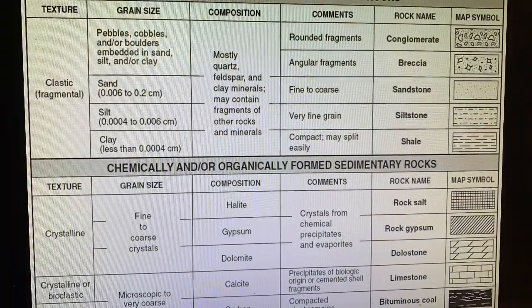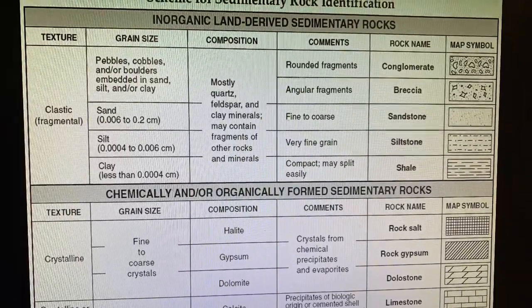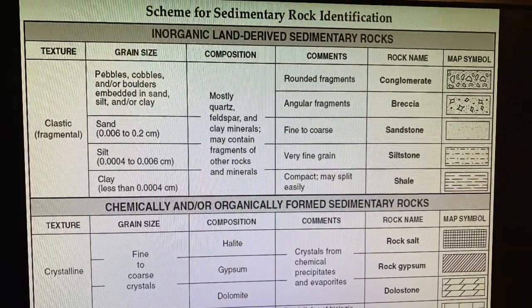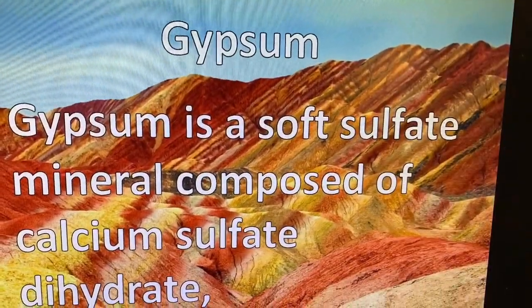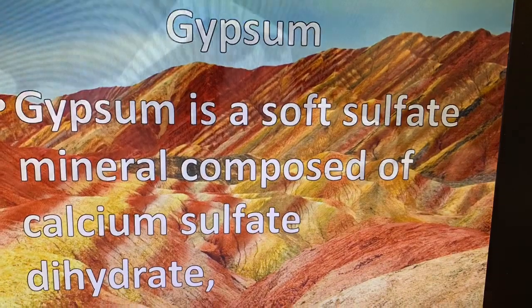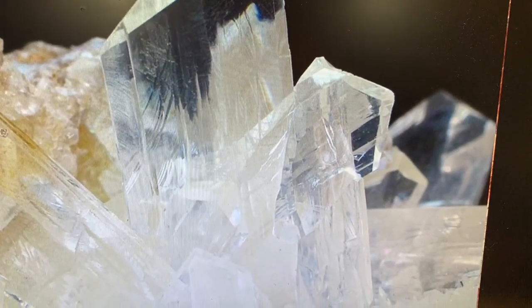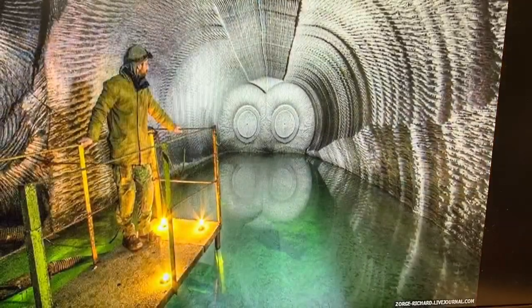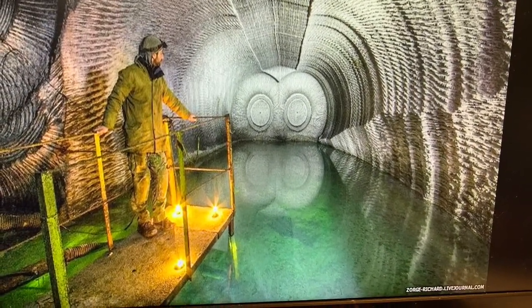All right, so the next one we're going to talk about is rock gypsum. Rock gypsum is an evaporite. Okay, you can see it on the reference table. It's the second one on the lower part of the chart. And it's a soft sulfate mineral that's composed of calcium sulfate dihydrate. It looks like this. It's a crystalline substance, but it's relatively soft. It's also on the Mohs scale of hardness. Here you can actually see a mine in Poland of gypsum. It's a very pretty picture, okay?